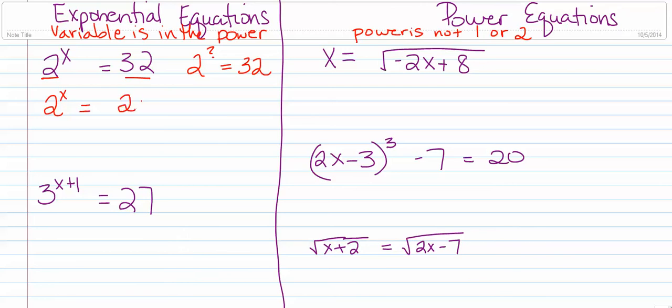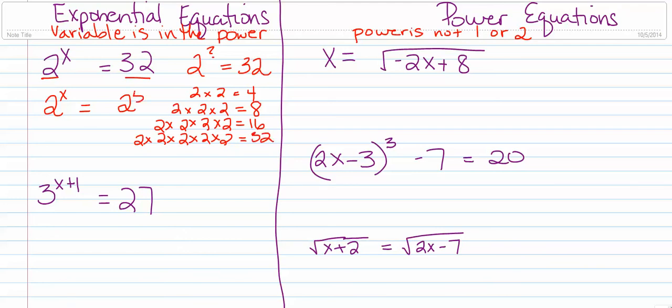Well, I know that 2 times 2 is 4, so that's 2 squared. 2 times 2 times 2 is 8, so that's 2 to the third. 2 times 2 times 2 times 2 is 16, that's 2 to the fourth. 2 times 2 times 2 times 2 times 2 is 32, which is 2 to the fifth. So I can write 32 using a base of 2, and now I can better compare my exponents.